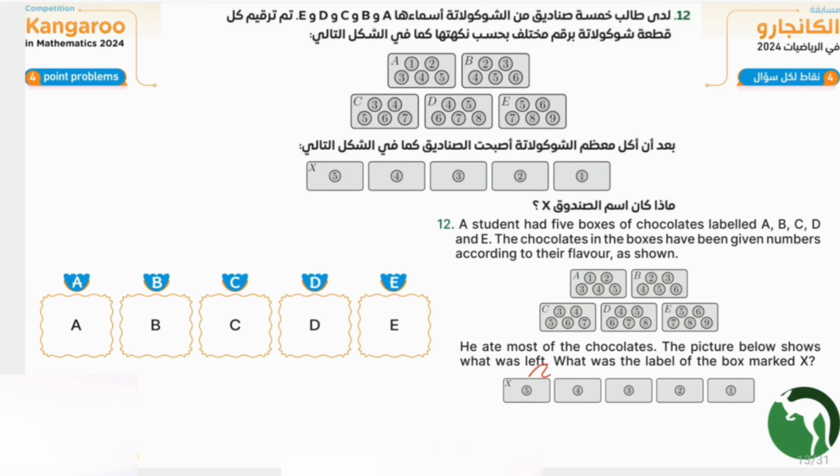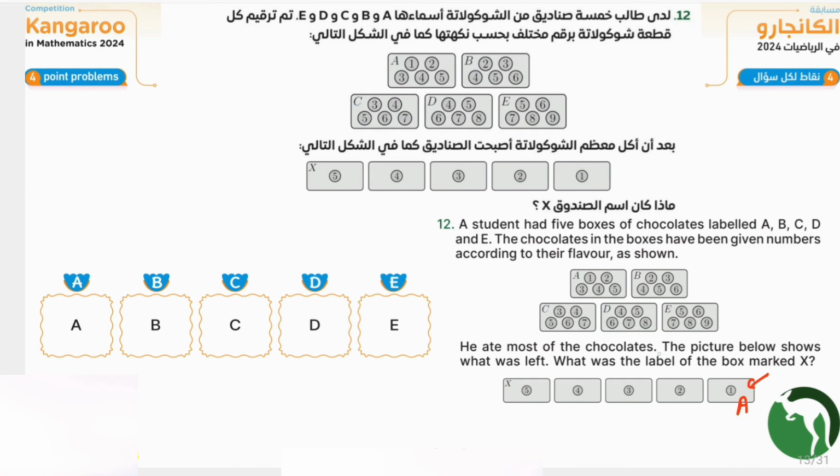For example, here we have inside the box X 5, and 5 exists in all the boxes, so we will not know directly which one is the box X. So now let's start with this box here. We have inside this box 1. Now if we check all the boxes, we will notice that just the box A contains 1, so this one is A. Now if we look at this one here, we find 2.